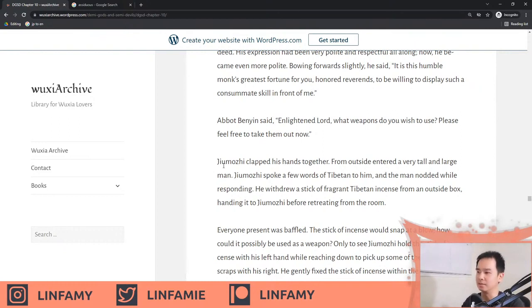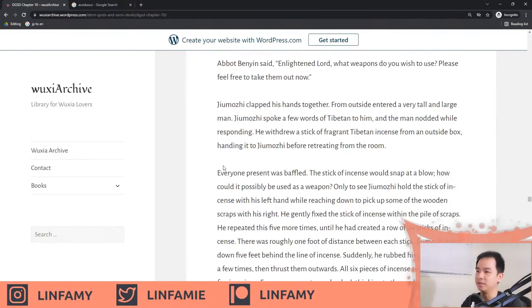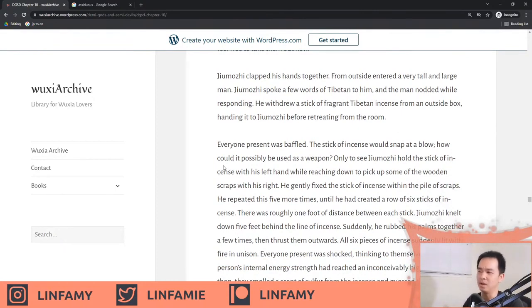Jiumozu clapped his hands together. From outside entered a very tall and large man. Jiumozu spoke a few words of Tibetan to him, and the man nodded while responding. He withdrew a stick of fragrant Tibetan incense from an outside box, handing it to Jiumozu before retreating from the room. Everyone present was baffled. The stick of incense would snap at a blow. How could it possibly be used as a weapon? Okay. So Jiumozu, this monk's weapon, is a stick of incense.